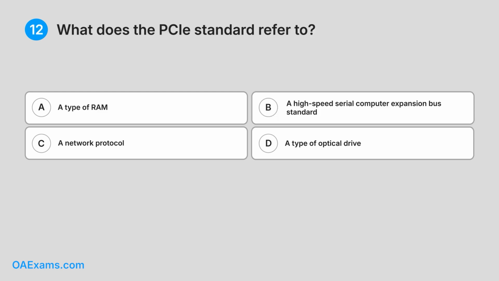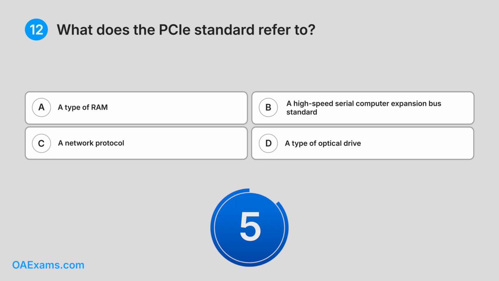12. What does the PCIe standard refer to? A. A type of RAM. B. A high-speed serial computer expansion bus standard. C. A network protocol. D. A type of optical drive. Can you guess the answer?